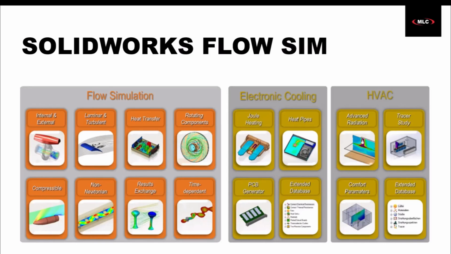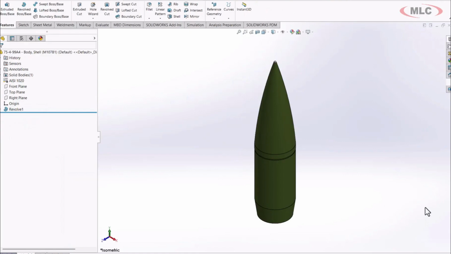So let's take a look at how we can use this and why it would be beneficial to us. Alright, so for our supersonic flow analysis, I've got a 155 millimeter projectile. This is often very similar to what's shot out of a howitzer. And so I thought I would show you guys just how easy it is to set up a supersonic flow analysis and see what the airflow looks like around this projectile.